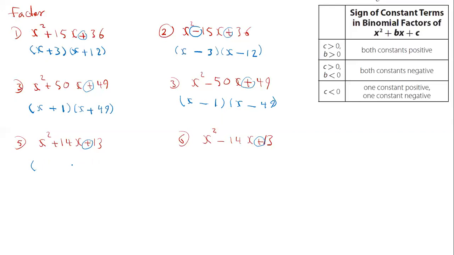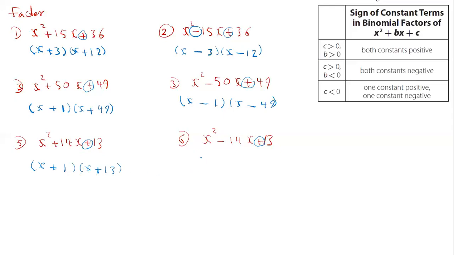Okay, number 5. X squared will be factorized as x times x. For 13, I have to look for two numbers whose product is 13 and whose sum is 14. So 1 times 13 is 13 and their sum is 14. What is the sign of the two binomials? Yes, it will be the same. The signs will be the same and follow the middle term sign: plus, plus.